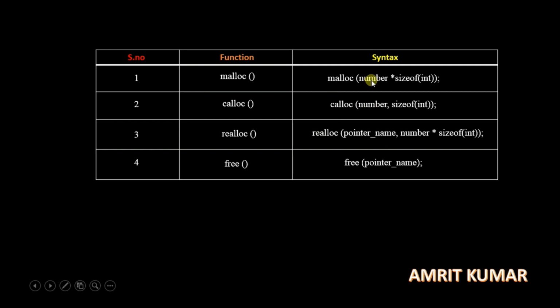Realloc, malloc and calloc, all three functions help you to allocate memory dynamically in the C language. The main difference is that in realloc there is a pointer name. Between calloc and malloc, malloc does not initialize, which means it returns a garbage value, and calloc initializes with 0. That is the difference between malloc and calloc.